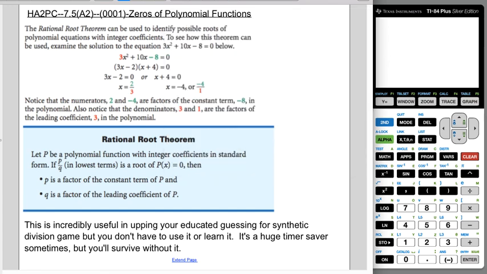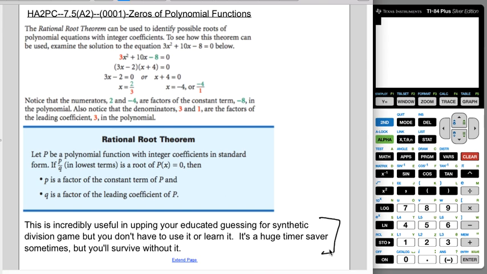The rational root theorem can be used to identify possible roots of polynomial equations with integer coefficients. Basically, this is a theorem, and you can see my note at the bottom of this slide. It is super useful if you're trying to upgrade your educated guessing game for synthetic division. But if you don't want to, you don't have to learn it. It's not a big deal. It is a big time saver, but you'll survive without it.